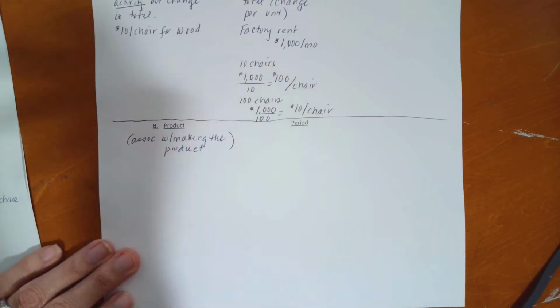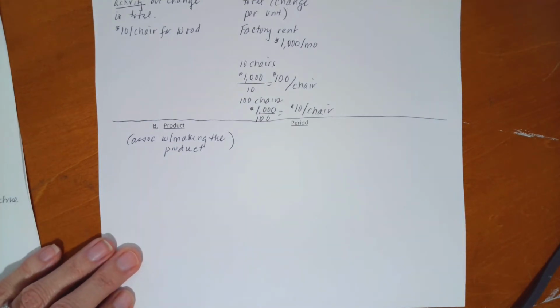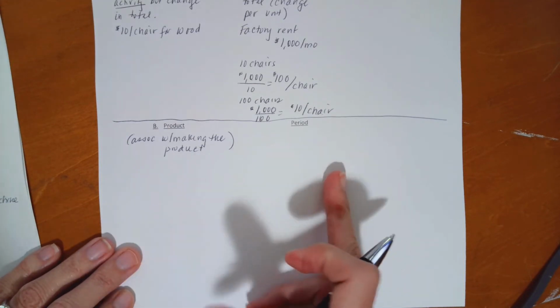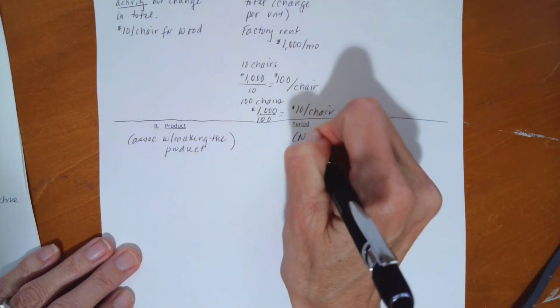And let me just clarify here, we could be talking about a service, but just the easiest way to think about it as we're starting out is in a manufacturing business. So a product cost is any cost associated with making the product, and a period cost is not. It's everything else.